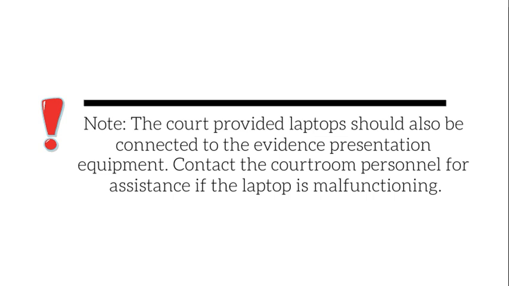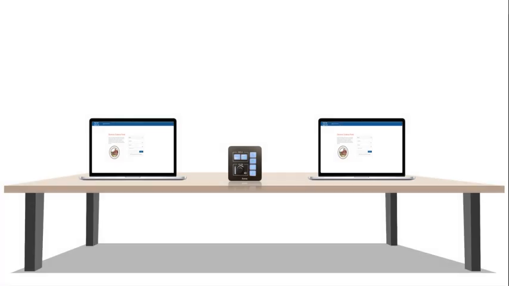The court-provided laptops should also be connected to the evidence presentation equipment. Contact the courtroom personnel for assistance if the laptop is not functioning. The evidence presentation equipment to present your exhibits from the laptop will be located in the middle of the table. A projector or media PC will be utilized to view exhibits, controlled by courtroom staff and viewable for those present in the courtroom. For hybrid and remote hearings, anyone appearing remotely for the hearing can view the exhibits displayed via Zoom.